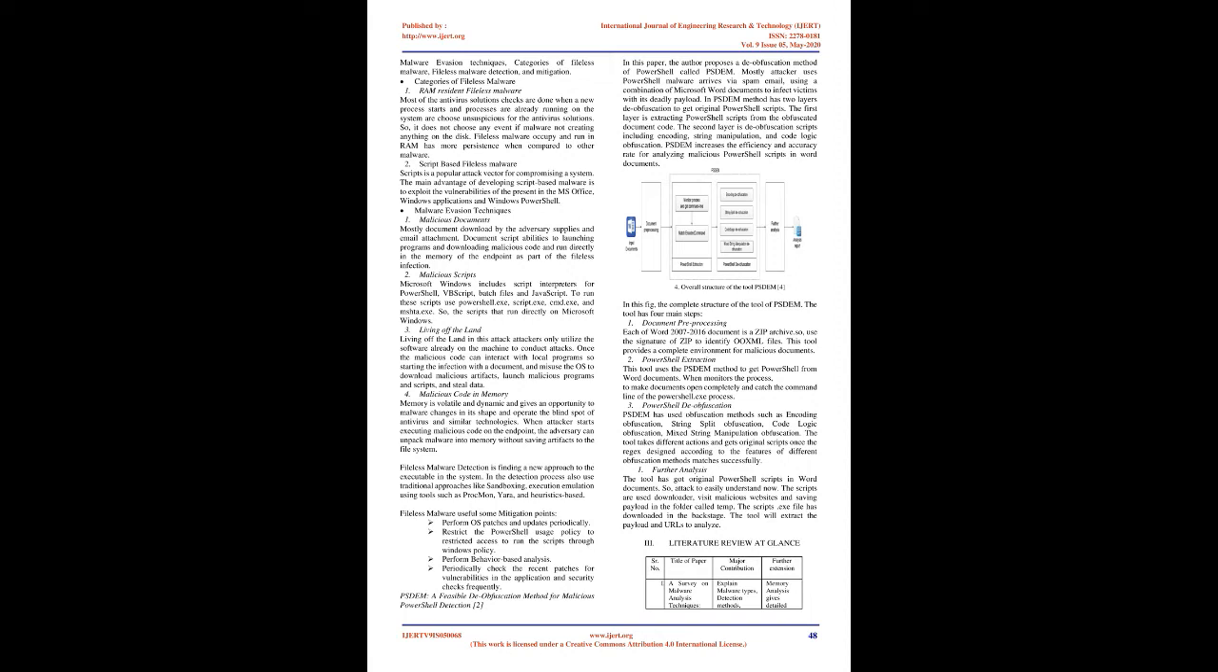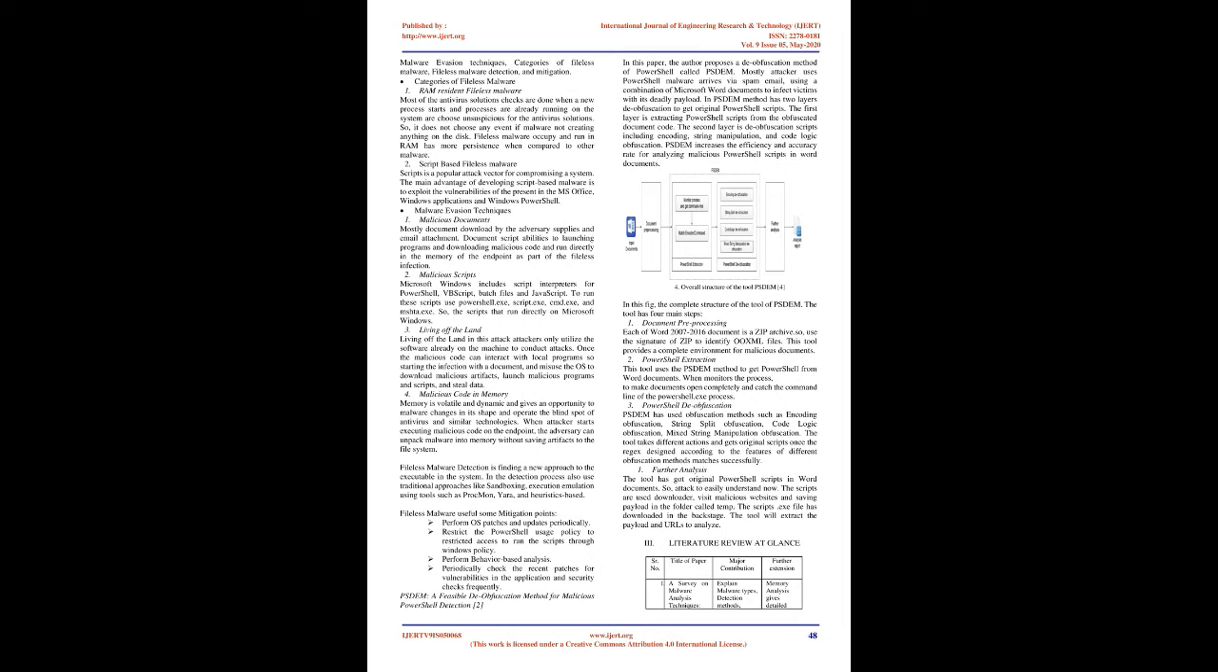Categories of fileless malware. 1. RAM resident fileless malware. Most antivirus solutions perform checks when a new process starts, and processes that are already running on the system are considered unsuspicious by antivirus solutions. So, it does not raise any event if the malware does not create anything on the disk. Fileless malware that occupies and runs in RAM has more persistence when compared to other malware.